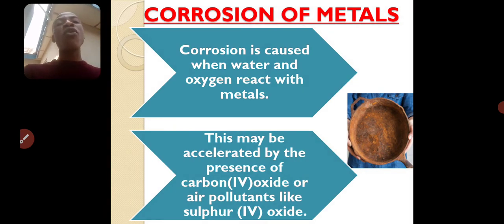So we define corrosion as an environmental problem that arises when water and oxygen react with metals. And metals corrode faster due to the presence of carbon dioxide or sulfur dioxide in the air. Electrolytes generally accelerate the corrosion of metals.